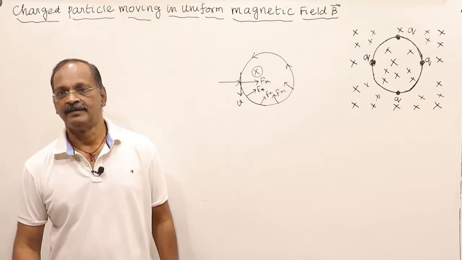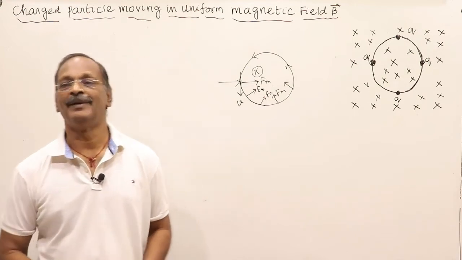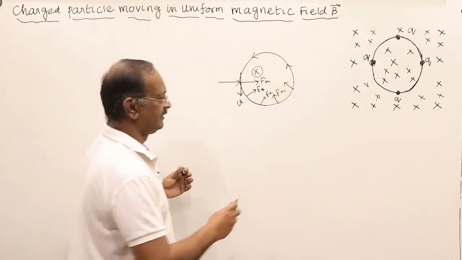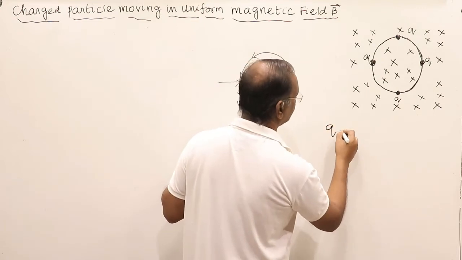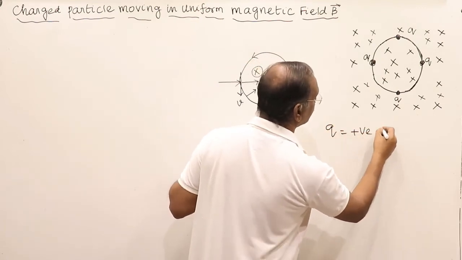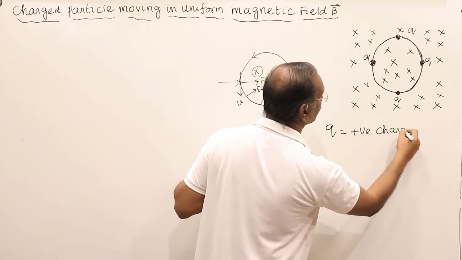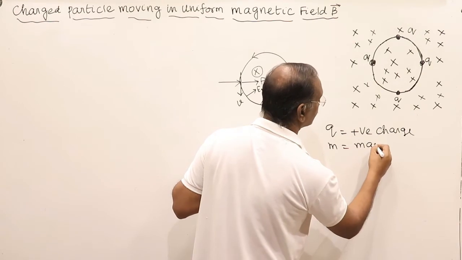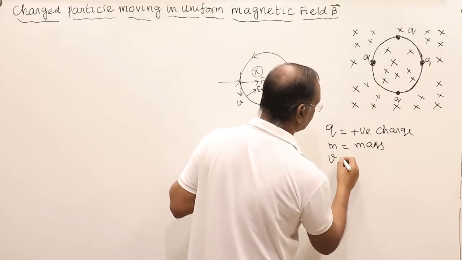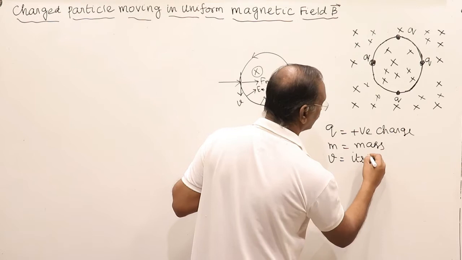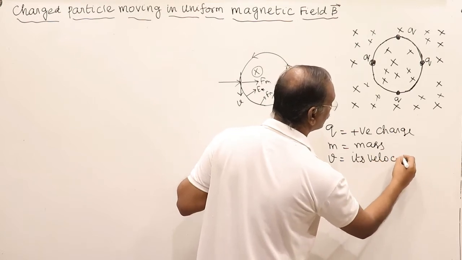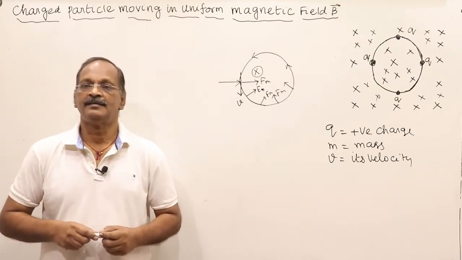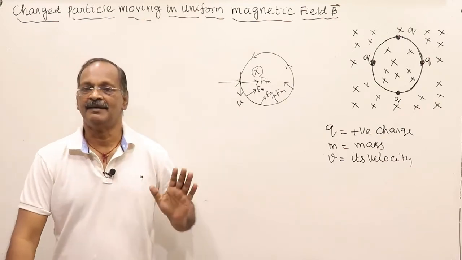When a charged particle is moving in a uniform magnetic field, let Q be the charge, let us say a positive charge, m its mass, and V its velocity. This positive charged particle is entering a magnetic field.